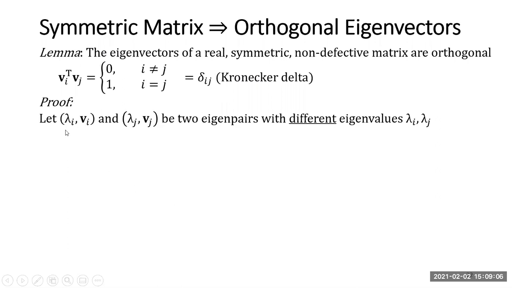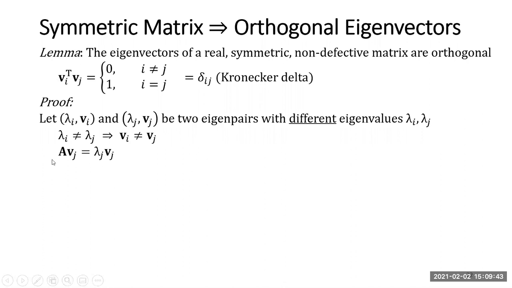Proof. Let lambda i, Vi and lambda j, Vj be two eigenpairs with different eigenvalues, lambda i and lambda j. So Vi is not equal to Vj. So we are looking at two different eigenvectors, Vi and Vj. And we have to show that they are orthogonal to one another. In other words, we have to show that Vi transpose Vj should be equal to 0.